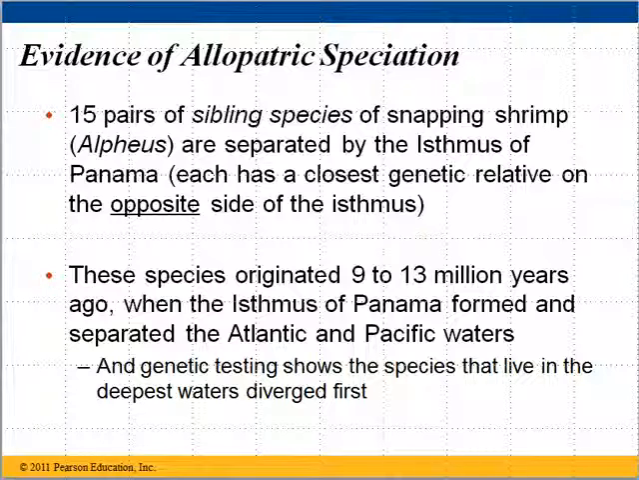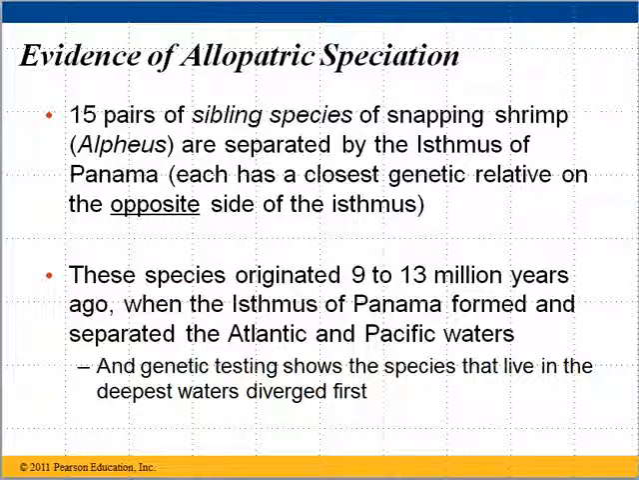There are about 15 pairs of what you might call sibling species of snapping shrimp that live around the Isthmus of Panama. That means you have about 15 species on one side and 15 species on the other side, and they are related to each other. One species on the left of the isthmus is most closely related to a species on the right, and you have that in 15 variations. So a shrimp on one side is more closely related to a shrimp on the other side than to the others that live on its own side. This is a good example of allopatric speciation.